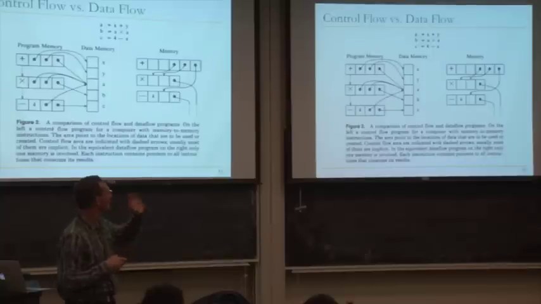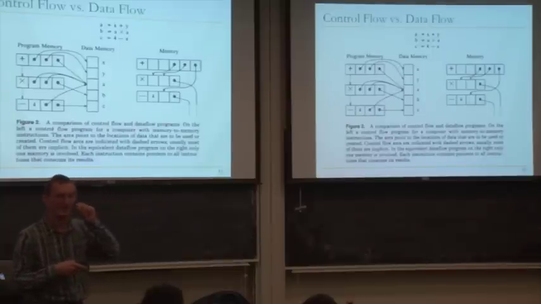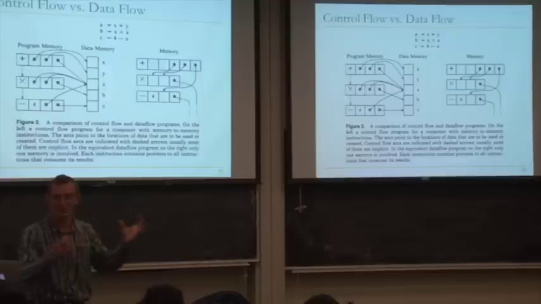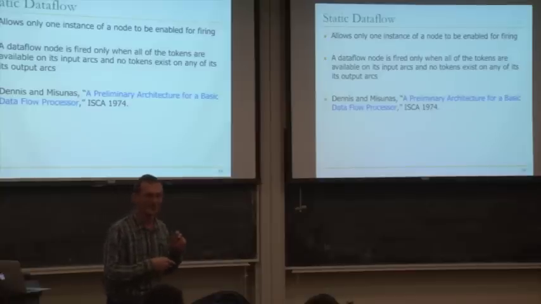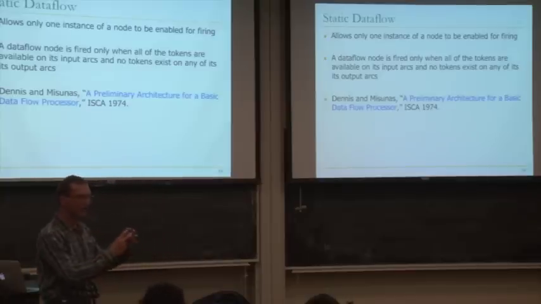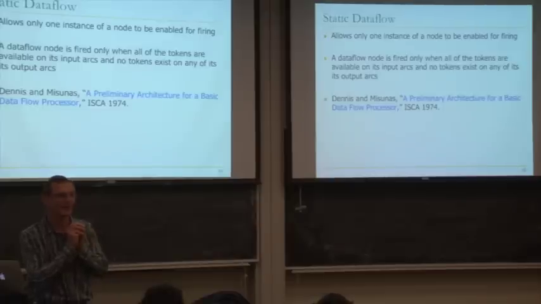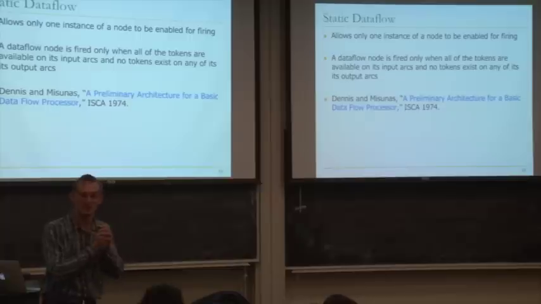Okay, so now we have the concept of data flow. Now, how do you build a machine that can execute this model? Assume that this is your ISA. Well, the paper you read first is a static data flow machine. Basically, you have a node, and there can be only one instance of that node that's enabled for firing. That's what static means. You cannot have dynamic instances of the same node.